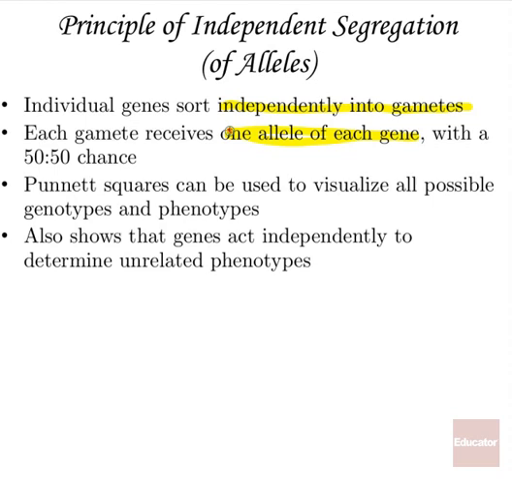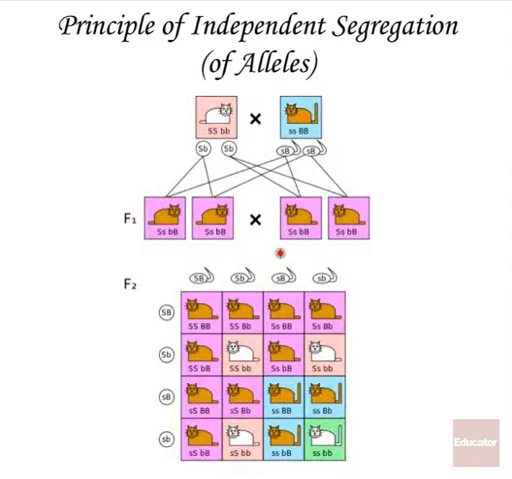And what we can see is that genes will act independently to determine unrelated phenotypes. And this is important because we can have multiple genes making a single phenotype. And that complicates things even more. So here's an example of a cat that is being mated with another cat. And what we see here is that what's dominant is having a short tail. So short tail is dominant. That's why it's big S's. And brown is dominant.